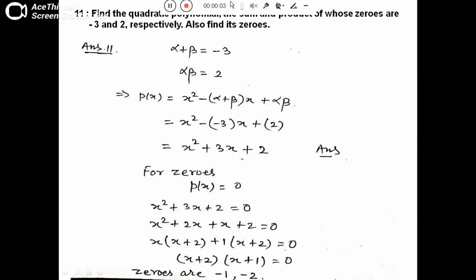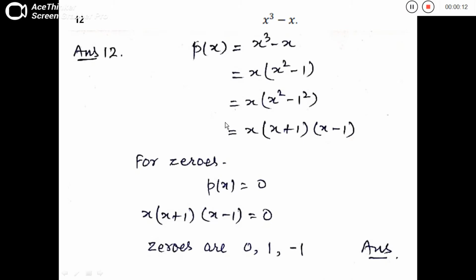Now see question number 12 that is asked by the students. In question number 12, the question was: find the zeros of the polynomial p(x) = x cube minus x. It was a very simple question, but a few students found it difficult, so we have to give the solution of it. Let us see the solution.